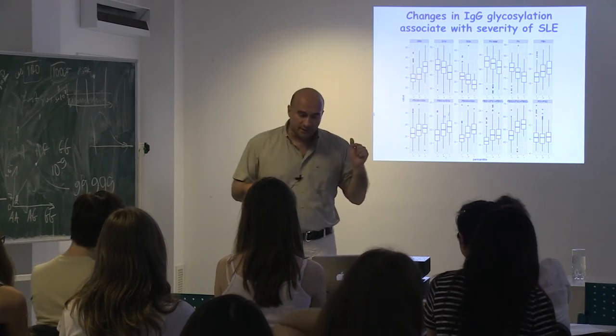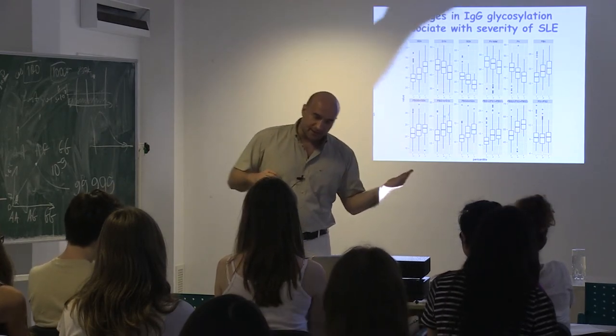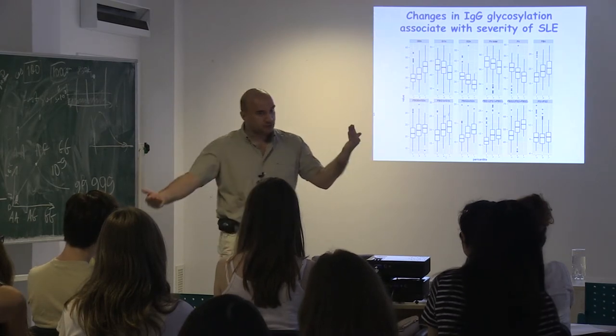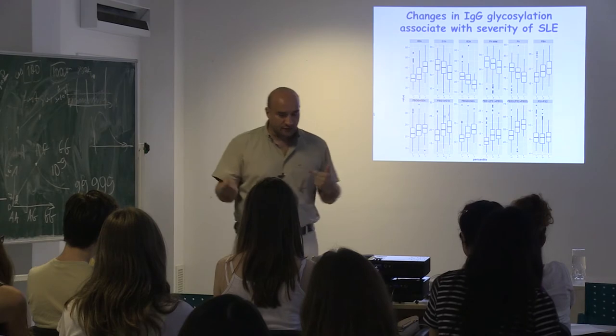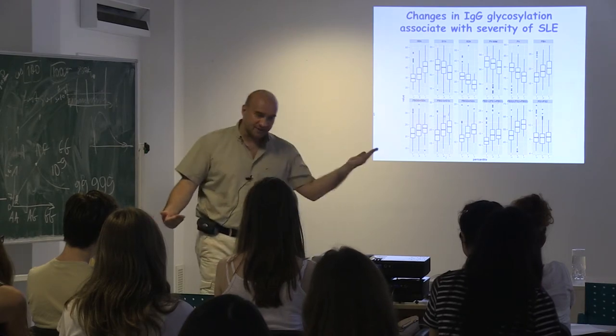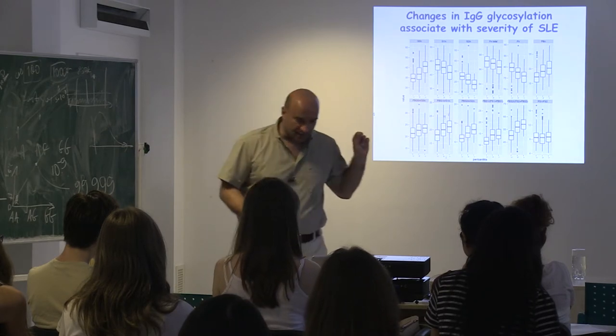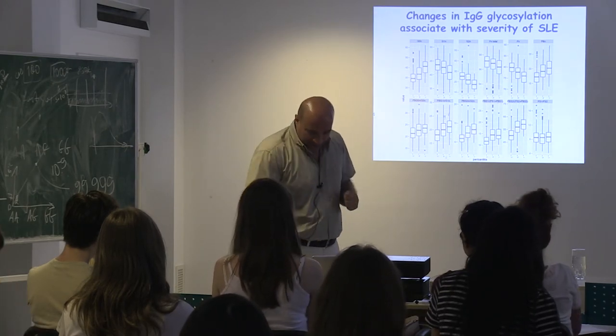We do know that bisecting is preventing fucosylation. So if you put the bisecting, you cannot put the fucose anymore. But the majority of IgGs first get the fucose and then the bisecting. So we don't really understand it. But we see it clearly being different, and we think it's interesting.